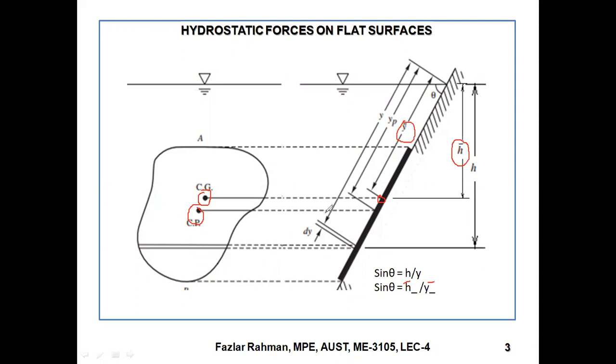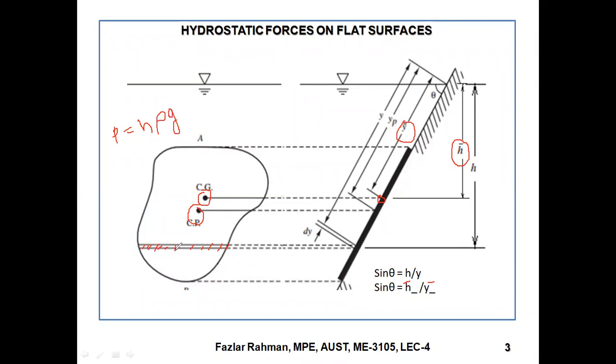So, what is the area of this strip, this small area? If you know the area at this height, we can figure out the pressure. How? Pressure P equals depth h rho g, right?